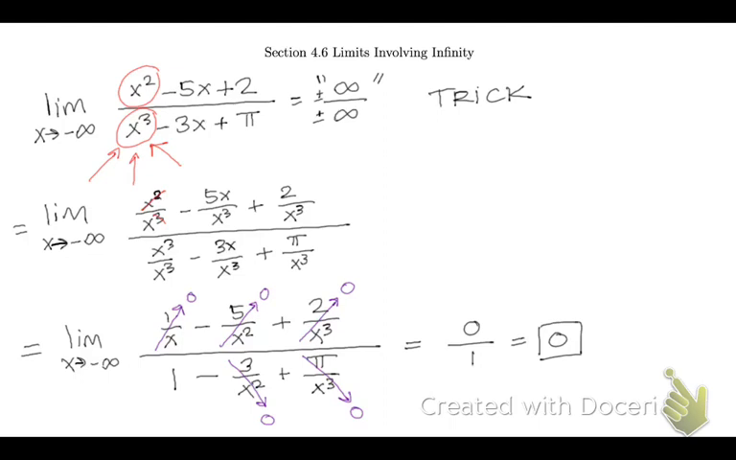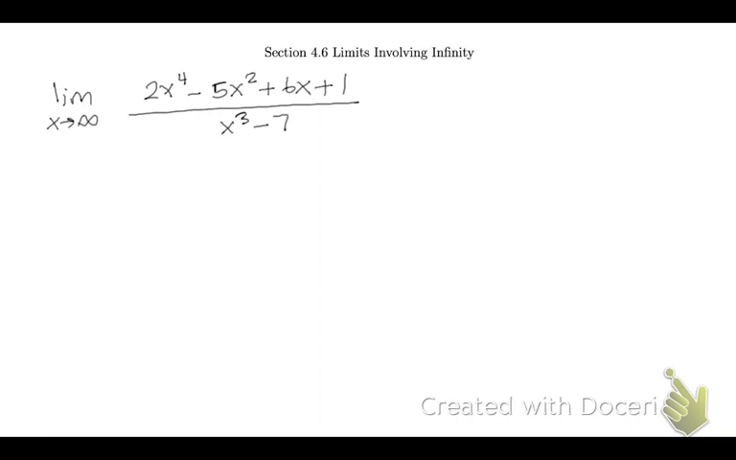All right. So let's do one more of these rational functions. So we're going to do the limit as x goes to infinity of 2x to the 4th minus 5x squared plus 6x plus 1 over x cubed minus 7. And again, you have some stuff going to infinity on top, stuff going to infinity on bottom.